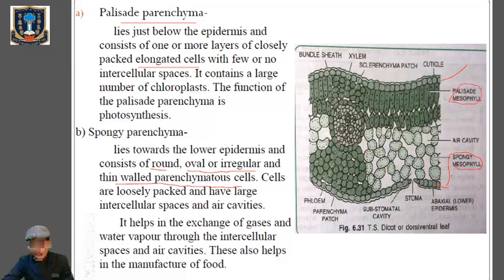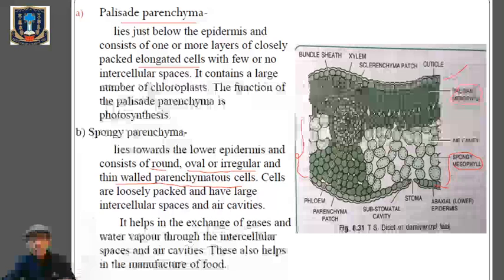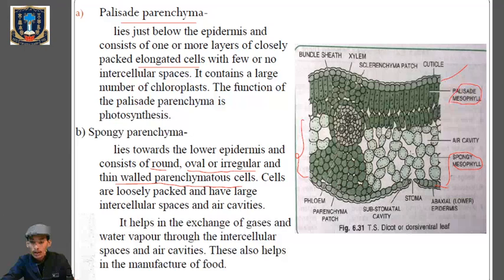So here you can see the structure. From here to here you can see the spongy mesophyll cells. The cells may be round, oval or irregular, and they are thin-walled parenchymatous cells. And here you can see there is the presence of large intercellular spaces. These are the intercellular spaces. Okay, so cells are loosely packed, and we can see the presence of large intercellular spaces, and we can also see the presence of air cavity. Okay, and mainly in the lower epidermis we can see the presence of stomata. Also we have learned that thing.